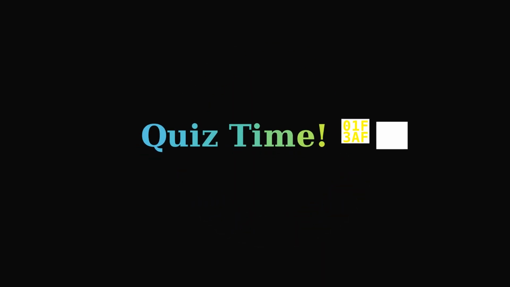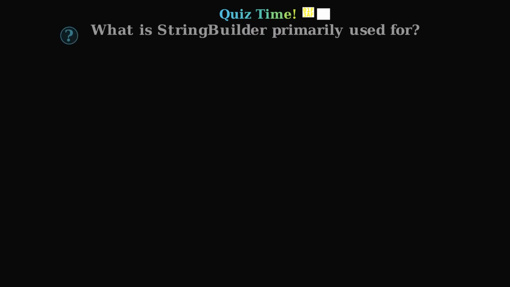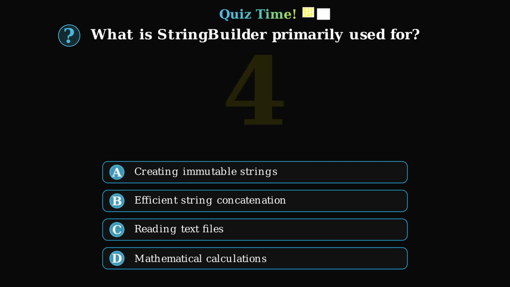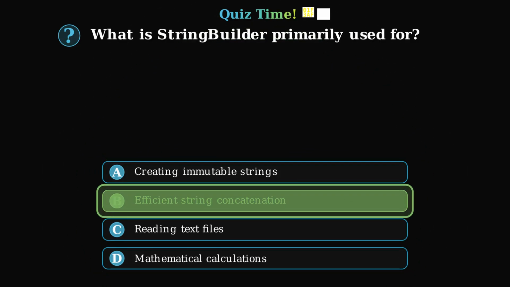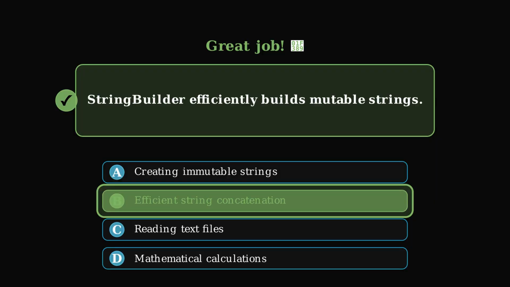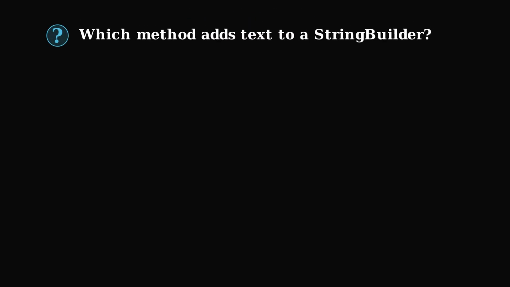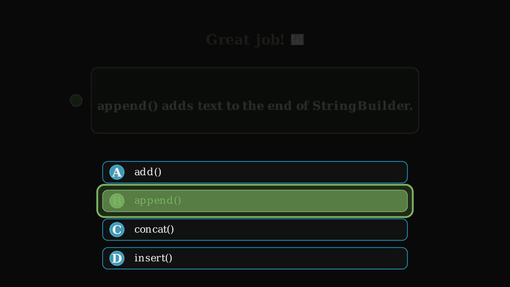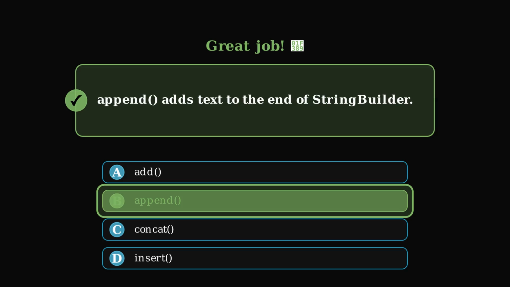Quiz time. Test your understanding. What is StringBuilder primarily used for? Which one is correct? The correct answer is StringBuilder efficiently builds mutable strings. Which method adds text to a string builder? Which one is correct? The correct answer is append adds text to the end of StringBuilder.